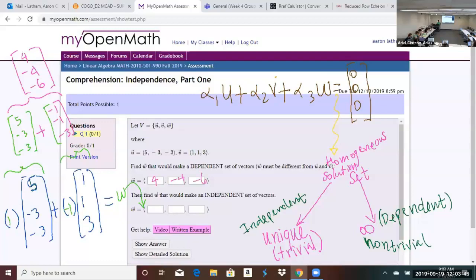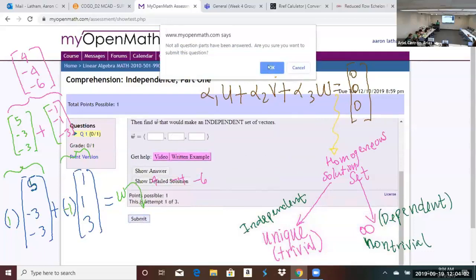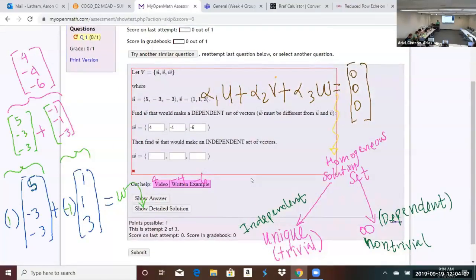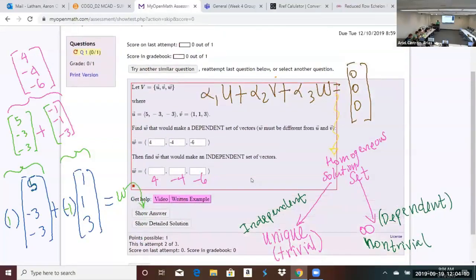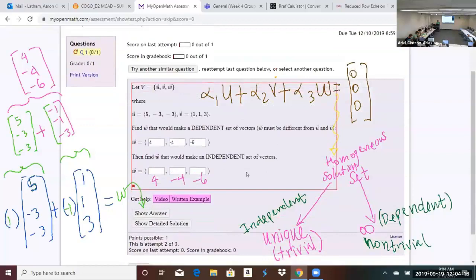So Aaron, can you enter those numbers and see? Thank you. Okay, how do you submit the answer? Submit. It's complaining because the other one is empty. Is that right? Okay, Aaron, just hold on a second.